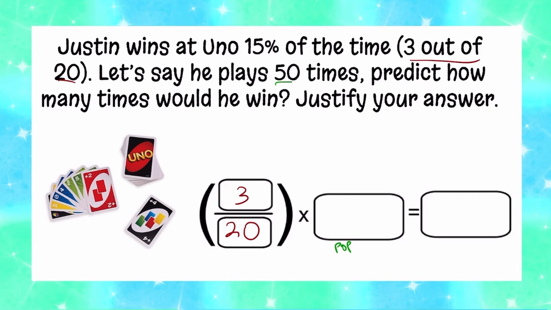Our population is our big number, which is 50. What is 3/20 times 50? You can put this in your calculator. What do you get? We get 7.5. You could either do 0.15 times 50, or you could have done 3/20 times 50. So we're taking our probability and multiplying it by our population.